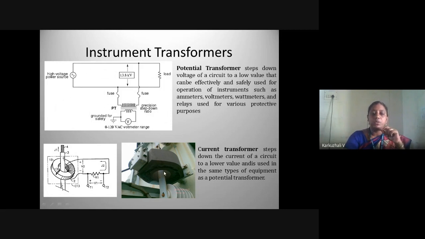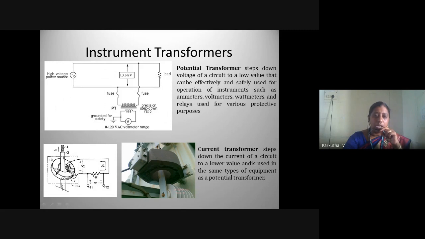And the current transformer, this is the picture of a current transformer. It steps down the current of a circuit to a lower value, and this is used in the same type of equipment as a potential transformer. So similar to the potential transformer, here the current is being stepped down. In a potential transformer, you can see the voltage being stepped down from a higher voltage, for example 13.8 kilovolt, to 20 volt AC. Potential means voltage. So in a potential transformer, voltage is being stepped down, and in a current transformer, the current is being stepped down.